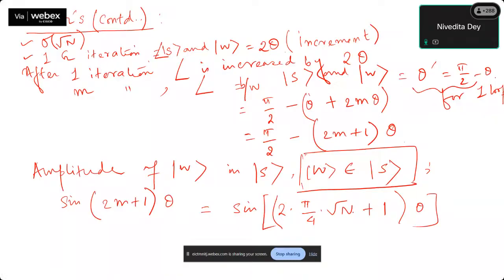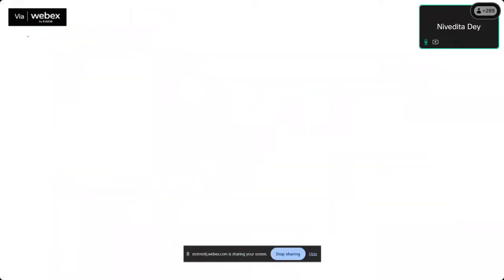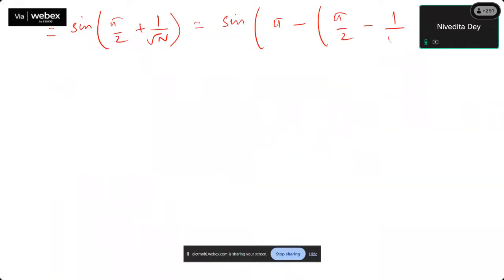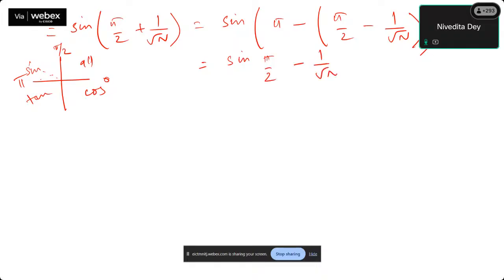Something like that. So it will be pi by 2, right? So that means it will be equal to sine of pi by 2 plus 1 by root n. 2 into pi by 4 is pi by 2. So this can also be written as sine of pi minus (pi by 2 minus 1 by root n), because I'm taking minus as common. And now if you know the quadrants, it's all sine, tan, and cosine. So sine of pi minus theta is nothing but plus sine theta. So that means it will be nothing but sine of pi by 2 minus 1 by root n. Now we know sine of pi by 2 minus theta is nothing but cos theta.